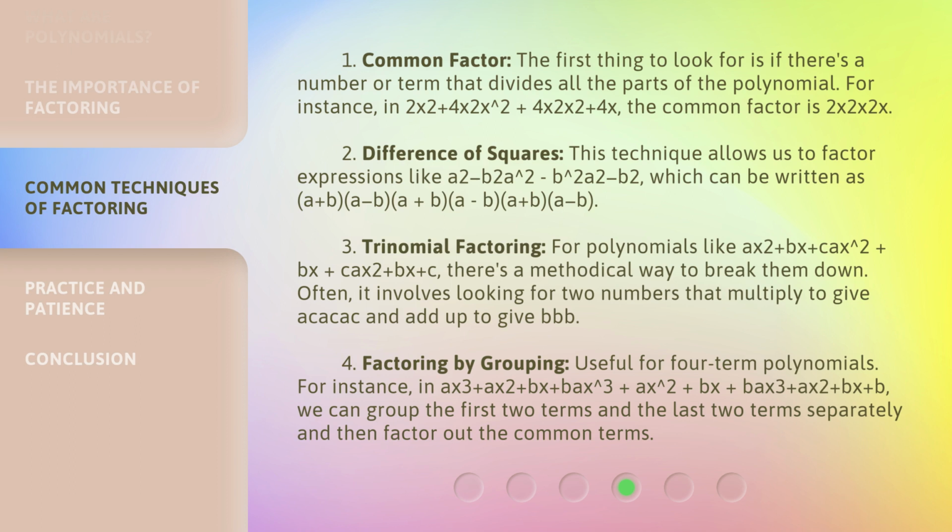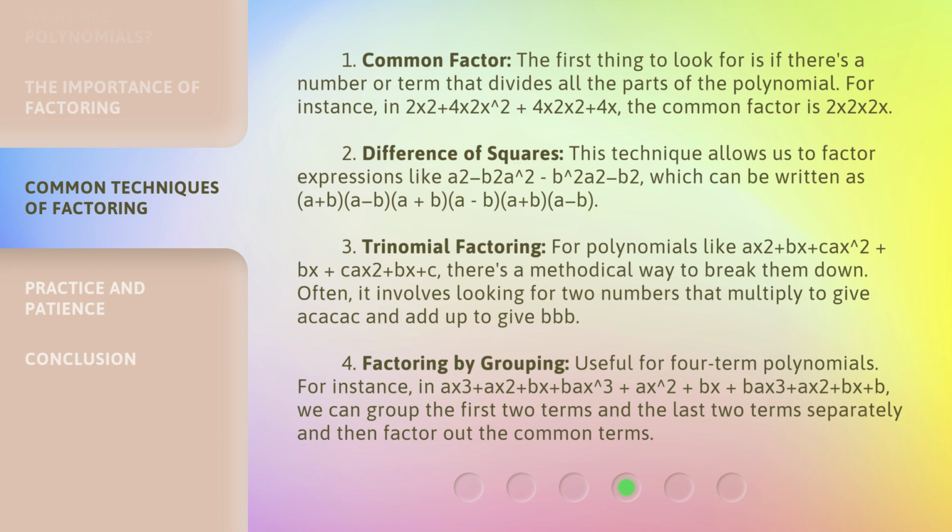3. Trinomial factoring. For polynomials like ax^2 + bx + c, there's a methodical way to break them down. Often, it involves looking for two numbers that multiply to give ac and add up to give b.